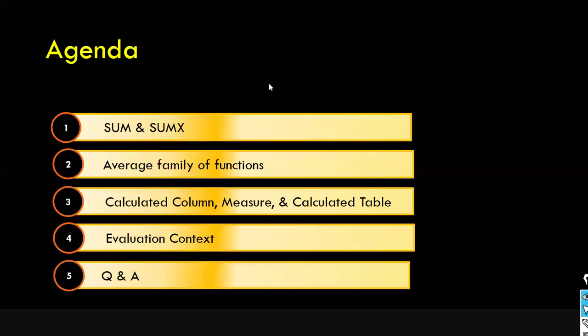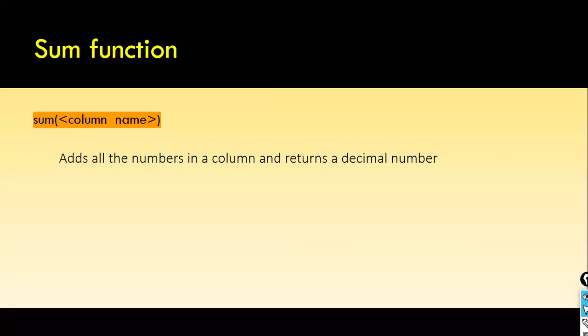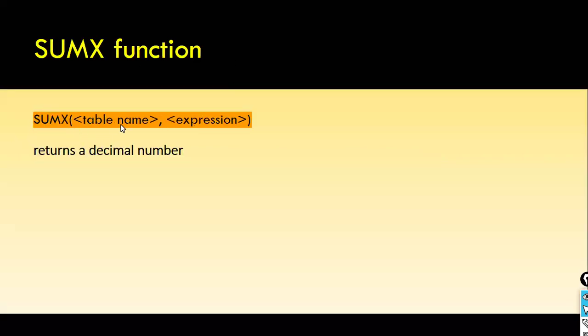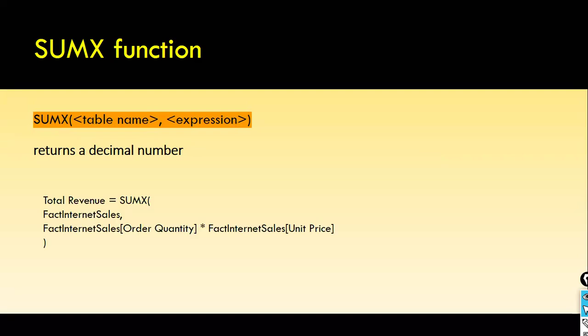Okay. So now we'll jump into understanding what is sum and sumx function. Sum, if you want to compute the total, you can use the sum function. The sum function takes the column name, whereas the sumx function takes the first argument as a table name, okay? The function sumx ends with the x since it is an iterative function. Since it's an iterative function, the first argument is supposed to be a table name, and then you can give the expression.